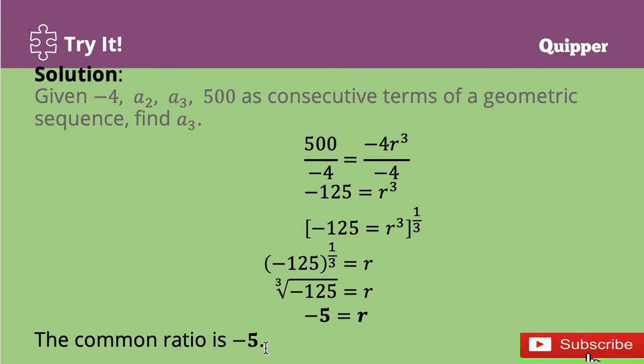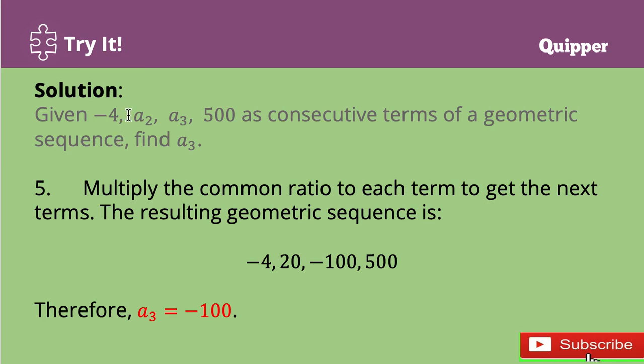Now, we'll use this common ratio, which is negative 5, to find the terms in between negative 4 and 500. Negative 4 times negative 5 is positive 20. Positive 20 times negative 5 is negative 100. And negative 100 times negative 5 is positive 500. Therefore, the third term or a sub 3 is equal to negative 100.